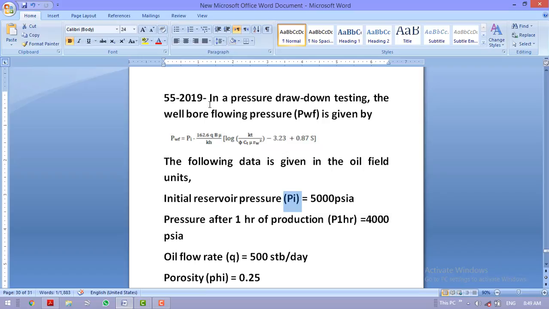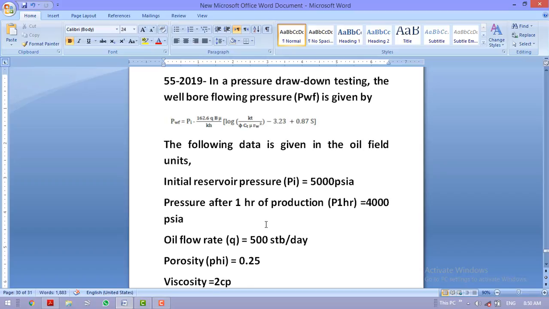The question is: in a pressure drawdown test, the wellbore flowing pressure PWF is given by the relation PWF equals Pi minus 162.6 QB mu by KH into log of KT by 5 mu CT RW square minus 3.23 plus 0.87 S. The following data is given in oilfield units. Initial reservoir pressure is 5000 psi and pressure after 1 hour of production is 4000 psi. Oil flow rate is 500 STB per day.